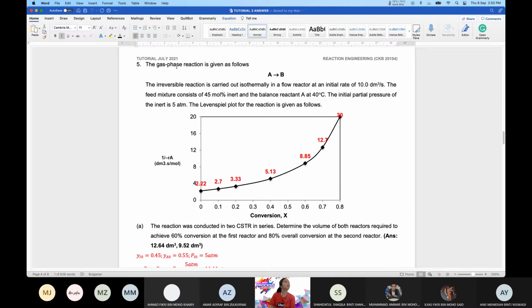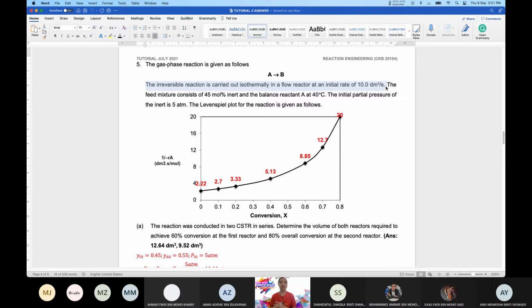The gas phase reaction is given as follows. A produce B. Okay, so dia kata the irreversible reaction is carried out isothermally in a flow reactor at an initial rate of 10 dm³ per second. So let me explain the information.